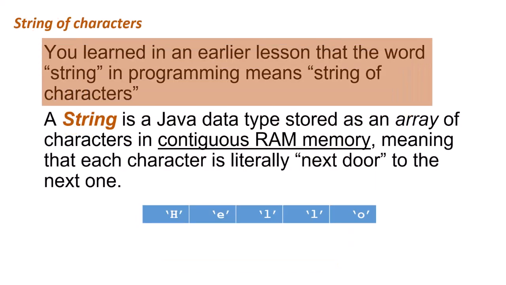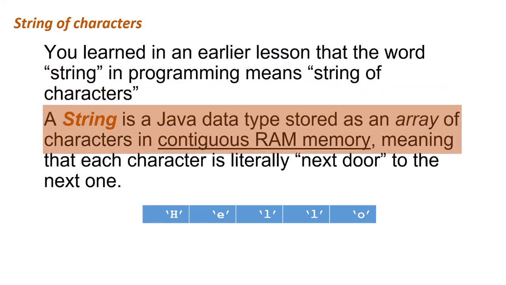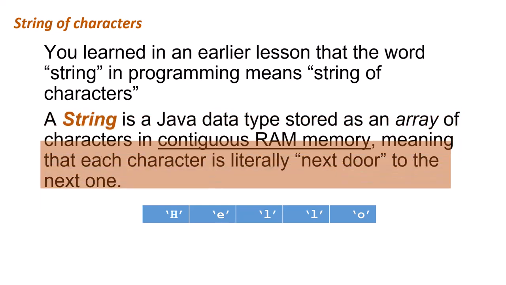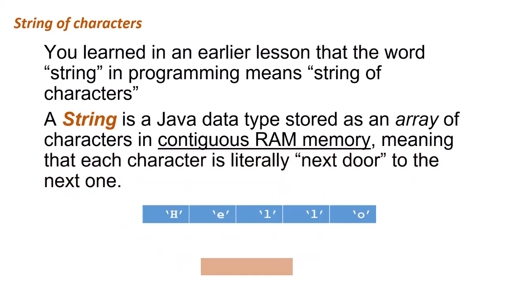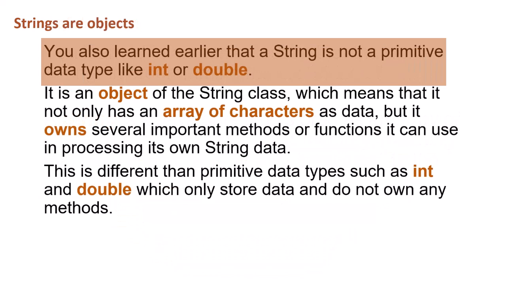You learned in an earlier lesson that the word string in programming means string of characters. A string is a Java data type stored as an array of characters in contiguous RAM memory, meaning that each character is literally next door to the next one. You also learned earlier that a string is not a primitive data type like int or double.